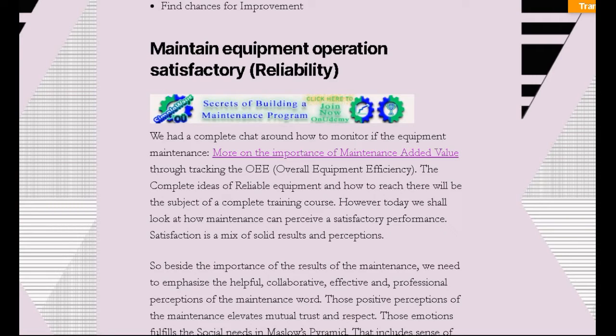And that's the definition of reliability. We are not coming up with this definition. So reliability means that your equipment operation should be satisfactory to the operators.